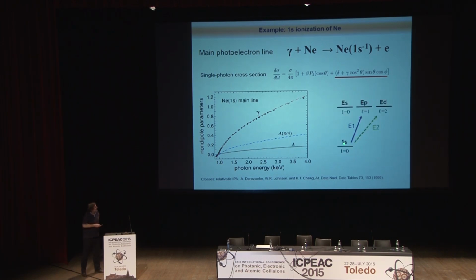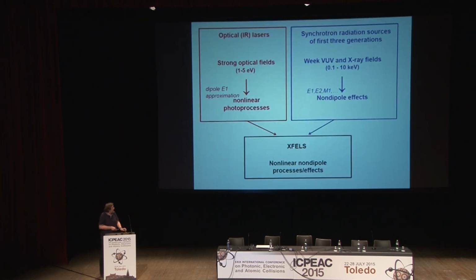One more illustration. This is the dipole transition from the S state to the P continuum, and this is the electric quadrupole transition from the S state to the D state, and these two amplitudes interfere. So this was an example for synchrotron radiation sources, which already made it possible to observe these non-dipole effects in the region of XUV and soft X-rays.